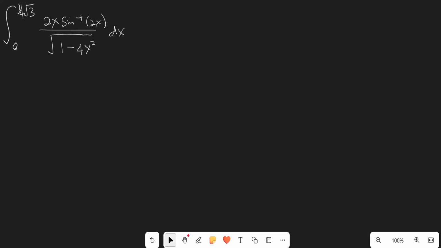So in this tutorial we'll be looking at this integral from 0 to 1/4 square root of 3 of 2x sine inverse of 2x divided by the square root of 1 minus 4x squared dx.